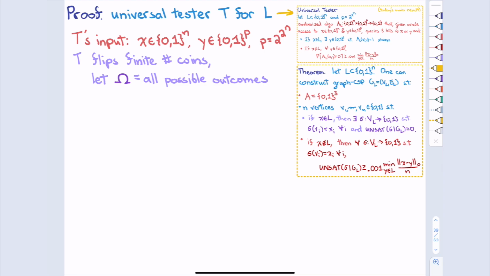Okay, so we have our language L. The theorem we want to prove is here. The universal tester is above it. So we have some universal tester for L, and I'm calling that T. Okay, so what does T do?